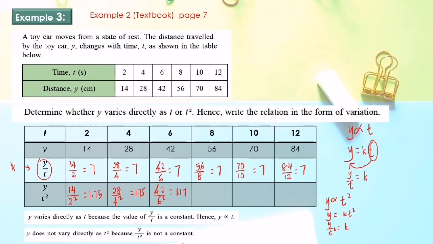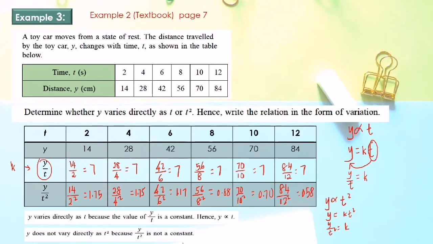1.17. 56 over 8 square equals to 0.88. Okay, 70 over 10 square equals to 0.70. Okay, and the last one, 84 over 12 square equals to 0.58.